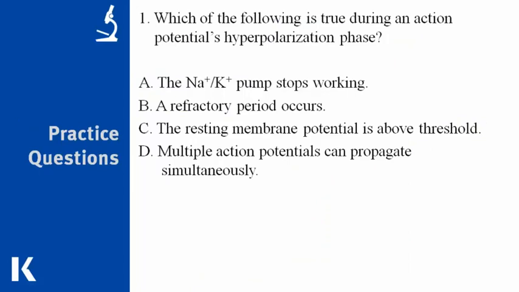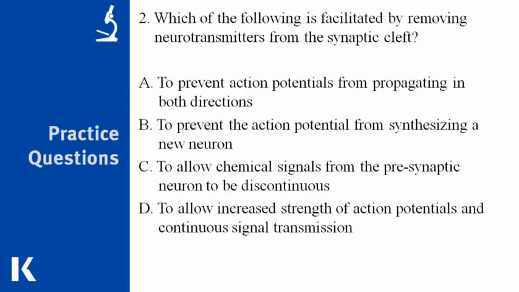Let's test our knowledge with a couple of practice questions. This one asks us about hyperpolarization. Take a second and pick an answer. The answer is B. Hyperpolarization occurs when the potassium channels are still open, so the membrane potential is lower than the resting potential. At this point, we get a refractory period, since it takes a lot more stimulus to get the membrane potential up to the threshold in order to achieve an action potential.